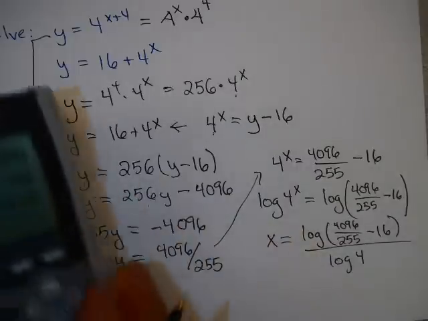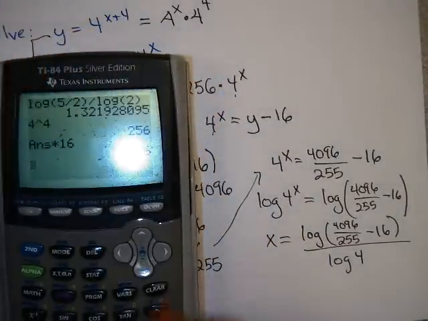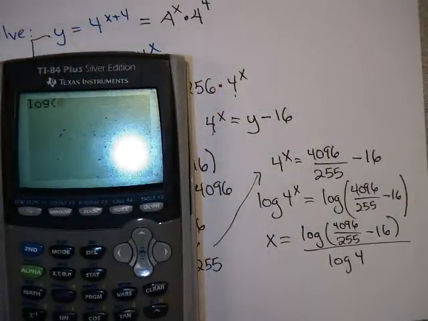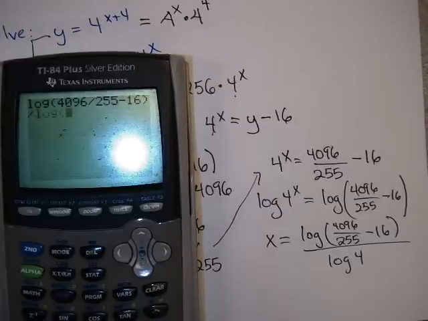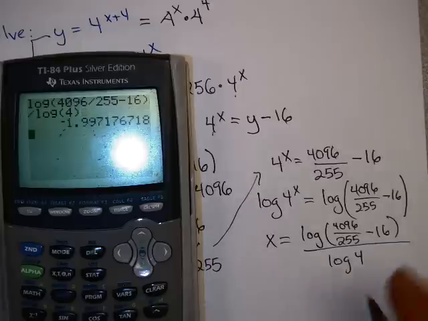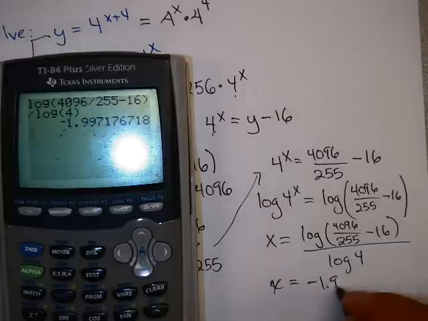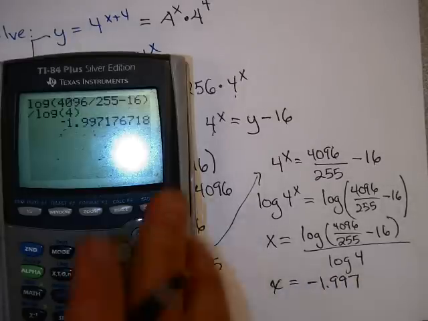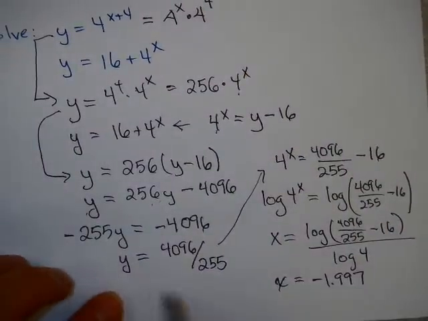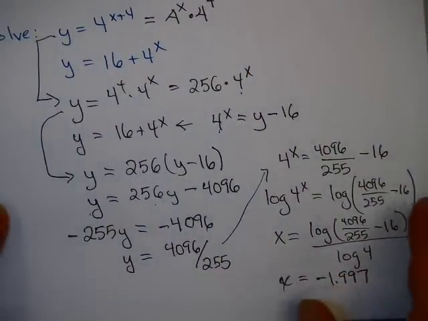Now, using this calculator to do that, I'll say log of 4,096 divided by 255 minus 16, divided by log of 4. That ends up, that x is approximately minus 2, but we'll say minus 1.997. And y is this value, and that is your point of intersection.